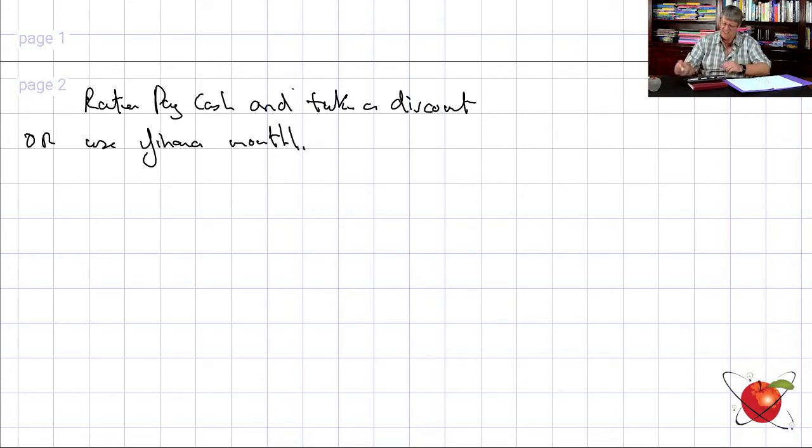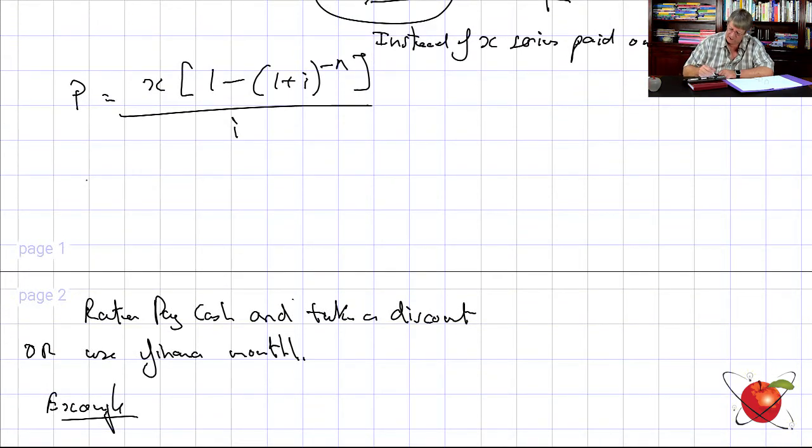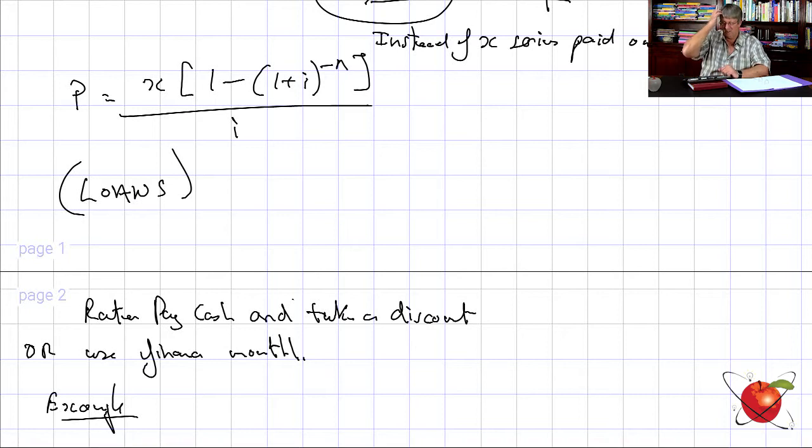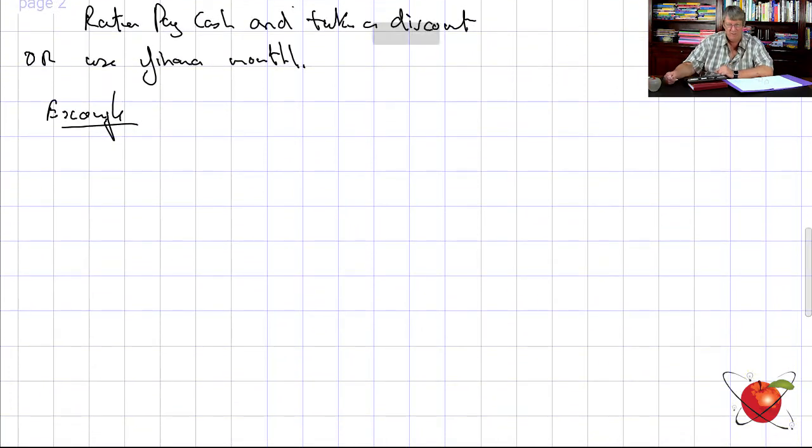Well, let's take an example of this, shall we? Obviously, just to go up here, these are things like loans. This is loans, paying back a car, a house, a fancy piece of equipment, and so on. Right, let's take an example.